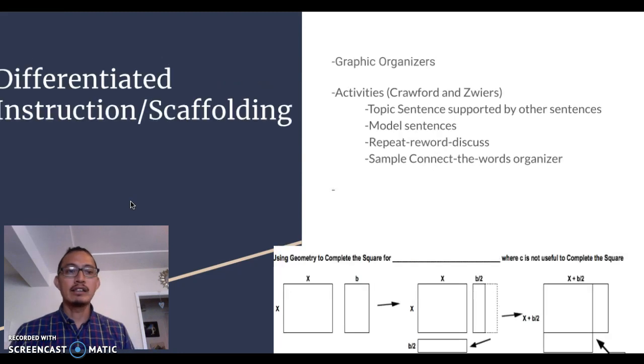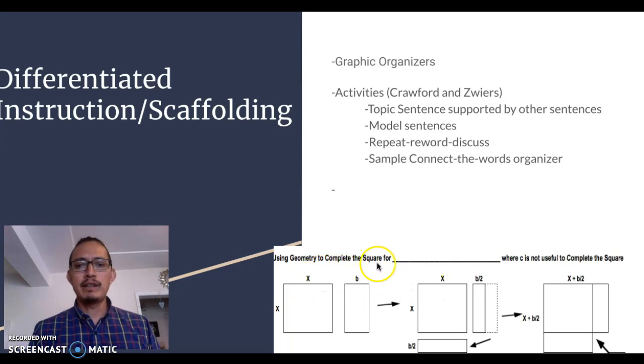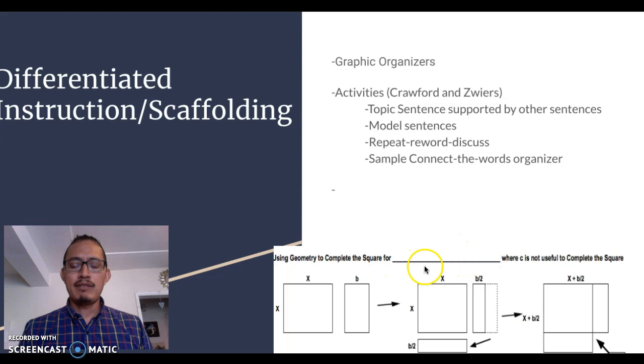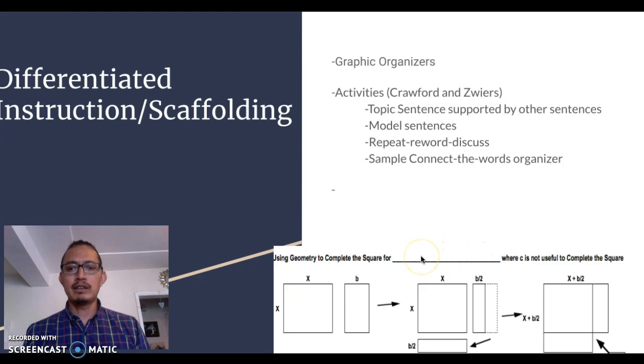With differentiating instruction and scaffolding, I have done a lot of graphic organizers for my students. And the way I do it is I give it to all the students. And for example, in this graphic organizer right here, completing the square, I left a blank, and then I gave the students the standard form for completing the square.